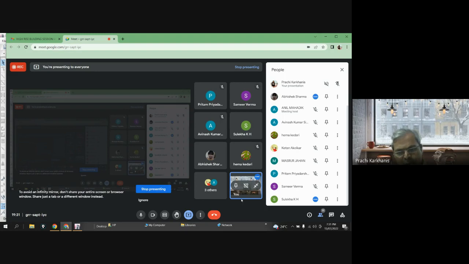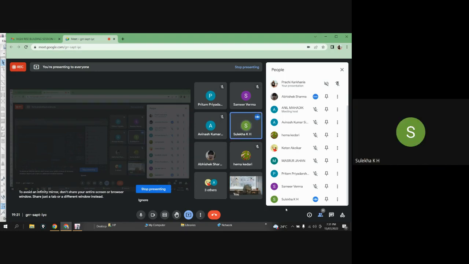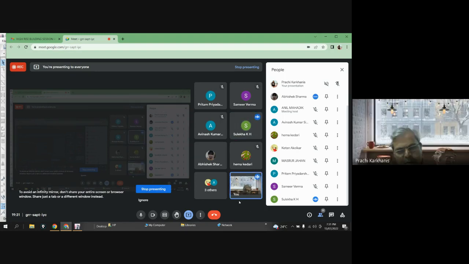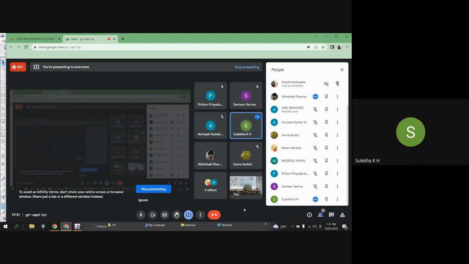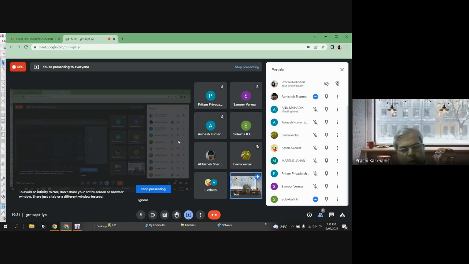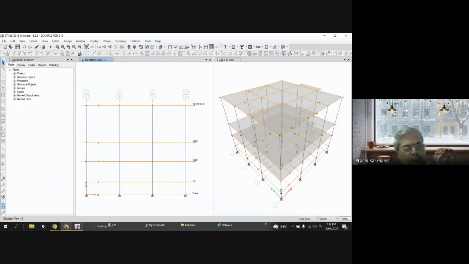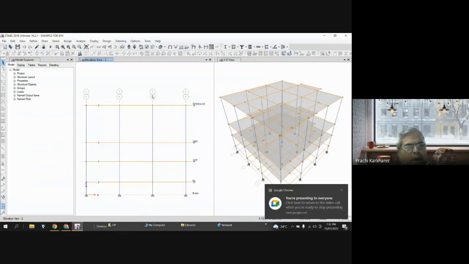Yes, sir. Hello. In the roof slab, how should we apply any water tank or any AC machineries if we have them in the roof? How will we apply the load for this? Okay, that's okay. I will shift it to that session and see here.